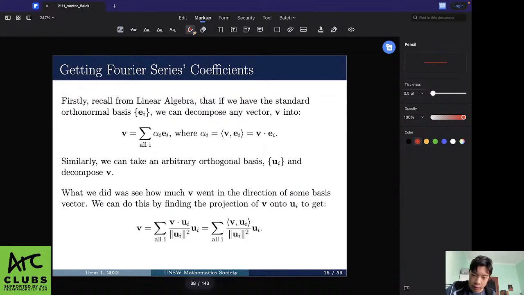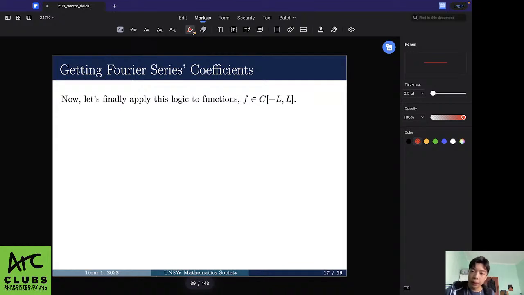So this lets us just decompose our vector v with a projection times the basis vector, and then summing up all of these coefficients times basis vectors. So, of course, we can also see that this is a dot product, and so we can just simplify it to an inner product, and then we have a norm squared down here. Now, how do we apply this to continuous functions from minus L to L?